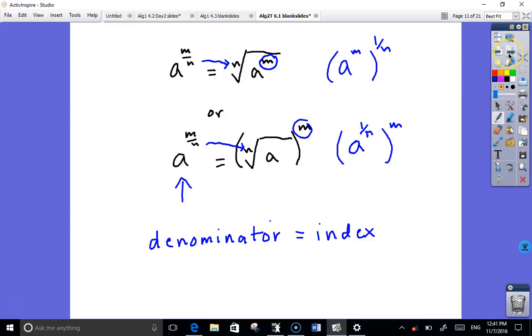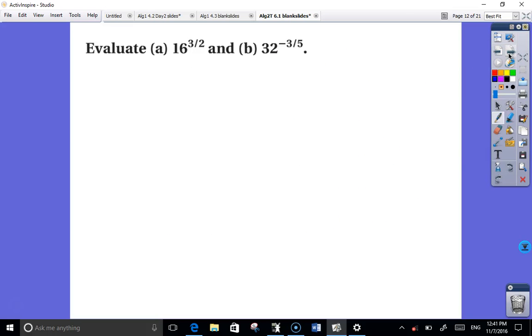Okay, so I think now we've got some simplifying to do. Evaluate, and this is without a calculator. 16 to the 3/2. So at this point, since we're not really comfortable using these rational exponents, let's convert 16 to the 3/2 to a radical. What's going to be the index of that radical? It's going to be a 2, which means don't put anything there because we assume it's a 2, right?